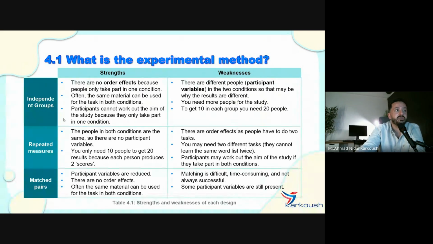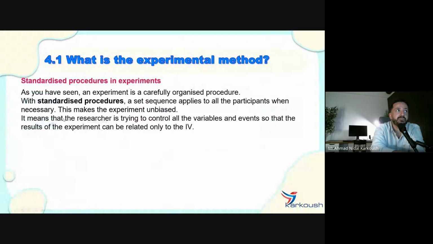And this takes us to the next slide over here. What is the standardized procedure in experiments? As you've seen, an experiment is a carefully organized procedure. So if you're trying to standardize the whole thing, a set sequence is applied to all the participants when necessary. This makes the experiment unbiased.